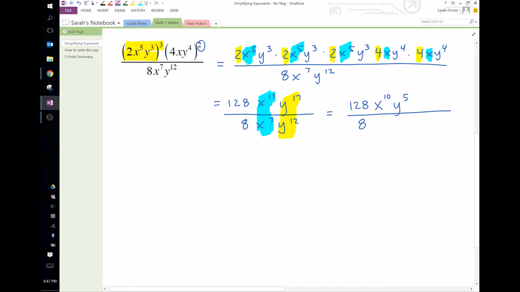Okay, last thing we need to do is take that 128 over 8 and simplify it. So 128 divided by 8 is 16. And if you want to put a 1 in your denominator, you can, but you don't actually need it.